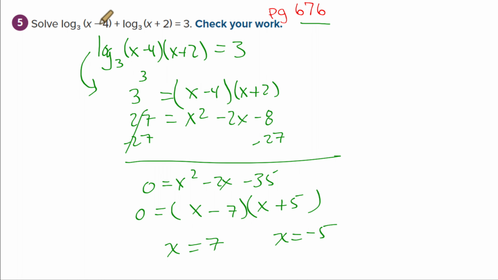So I'm just going to check those up here. A negative 5 minus 4. Check that out. When I plug that negative 5 in right there, negative 5 minus 4 gives me a negative 9. Remember how the argument can't be negative? So this is extraneous. Now, if you check the 7, we're good to go. But you have to check both solutions in the original equation to make sure that we don't have a negative argument. Because remember, we can never have a negative argument.